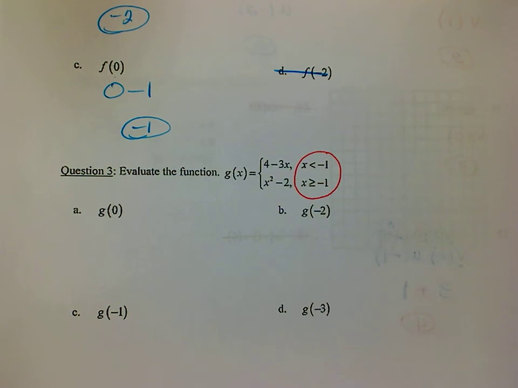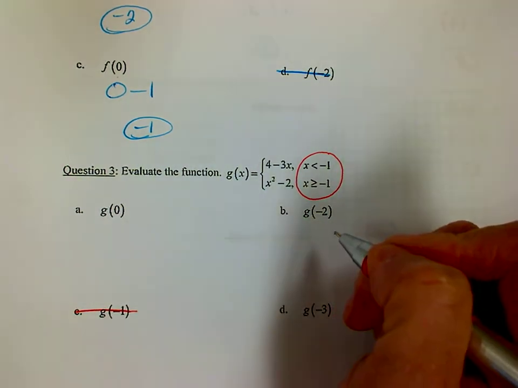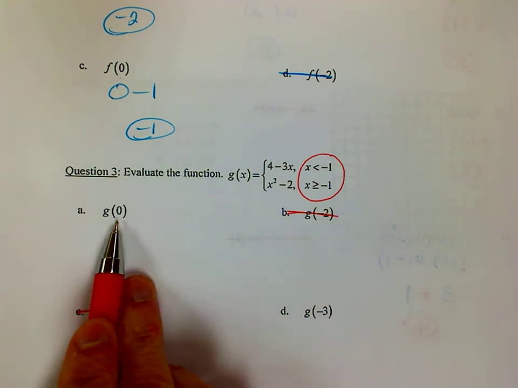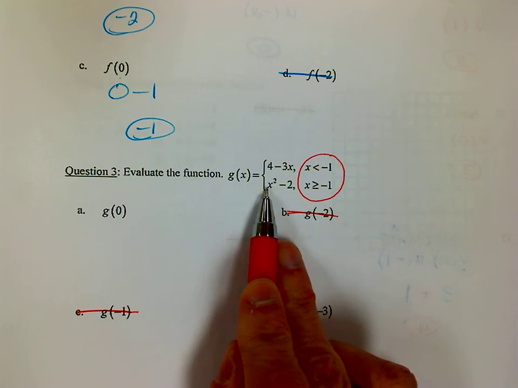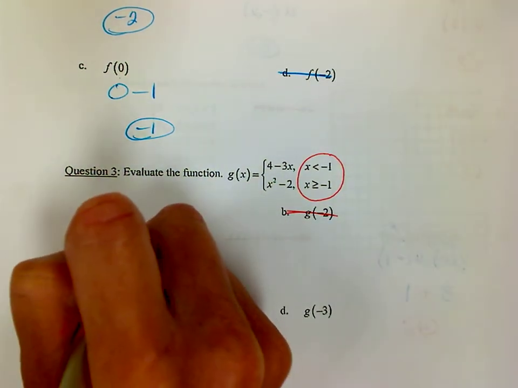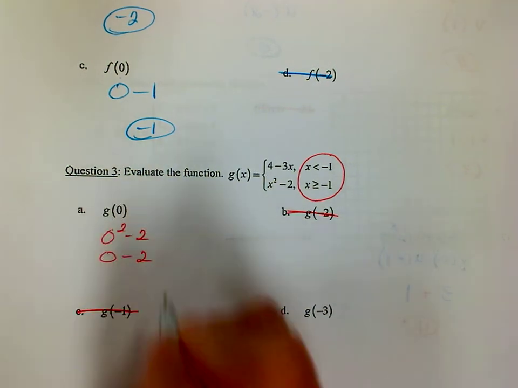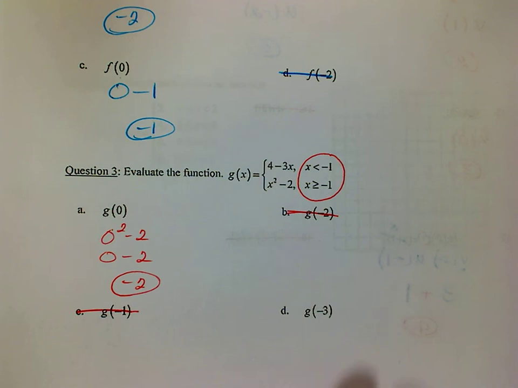So let's cross off C and B. Let's do A and D. So my x value is 0. Since 0 is greater than or equal to -1, we're going to use the bottom one. So 0 squared minus 2. 0 squared is 0, and then minus 2 is -2.